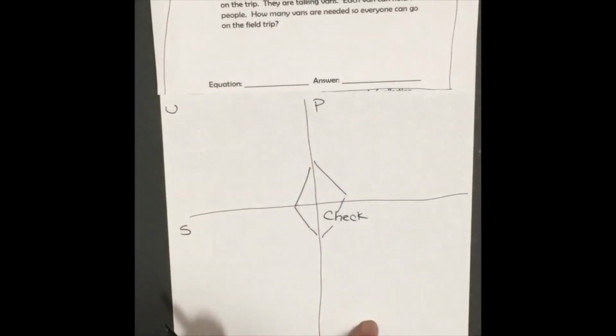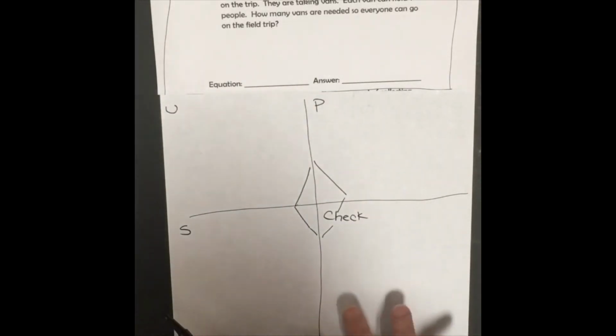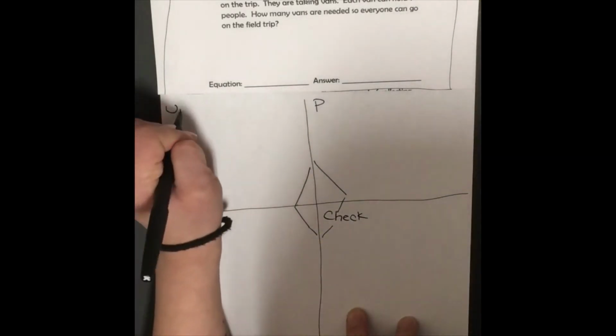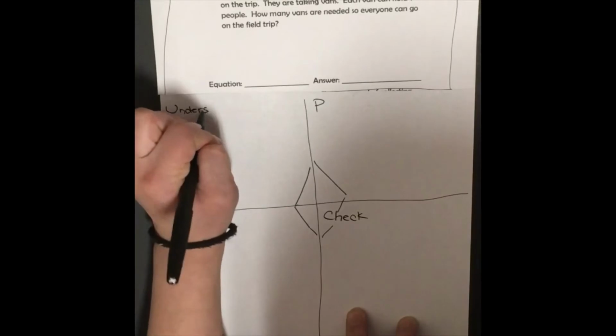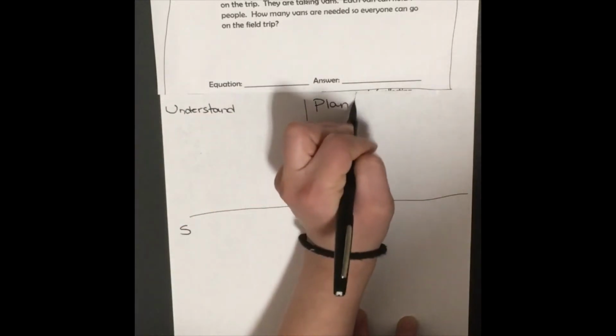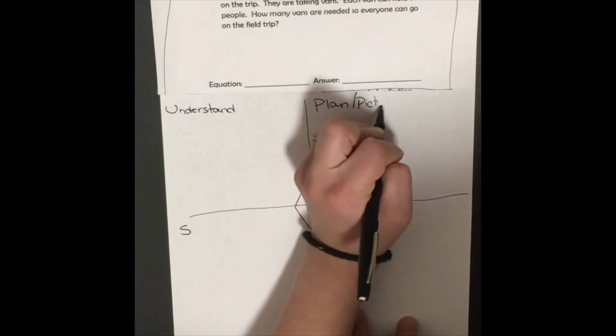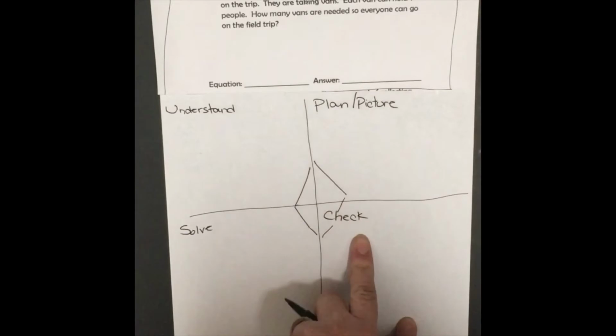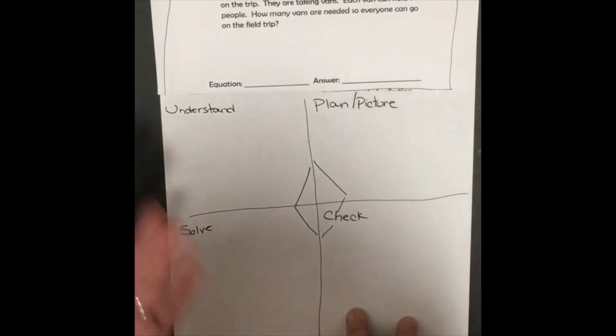So I'm going to read my problem. Before I read my problem, I got to fill in my spots. So my U stands for understand, P is plan or picture, S is solve, and then C is check.